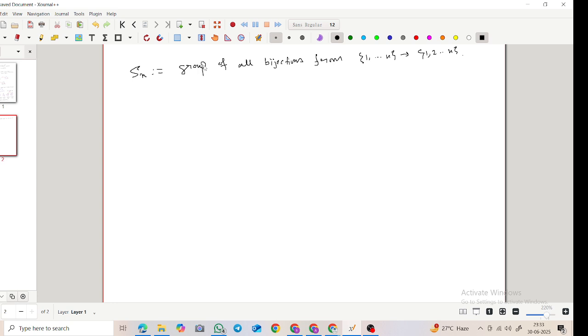Okay. Now let's talk about S3. So the group of all bijections from 1, 2, 3 to itself. Can you tell me what are the bijections?